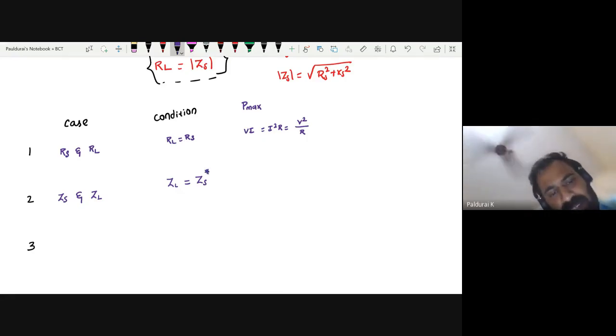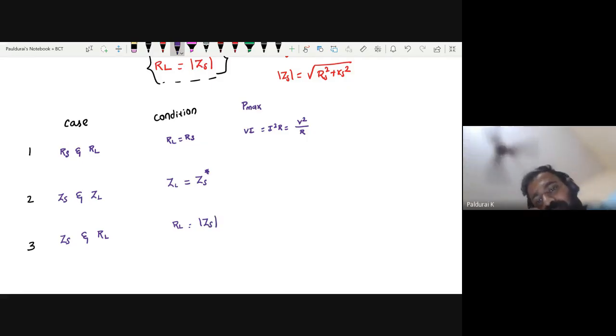Coming to case 3, source impedance, but this time load resistance. Now what is my RL? Nothing but magnitude of the source impedance.